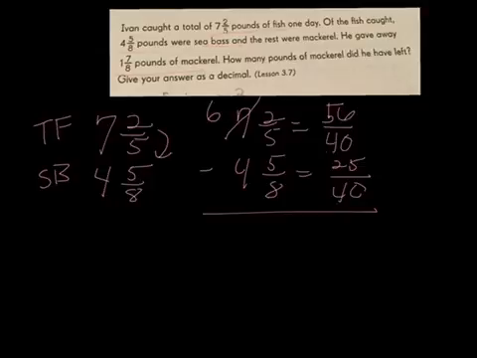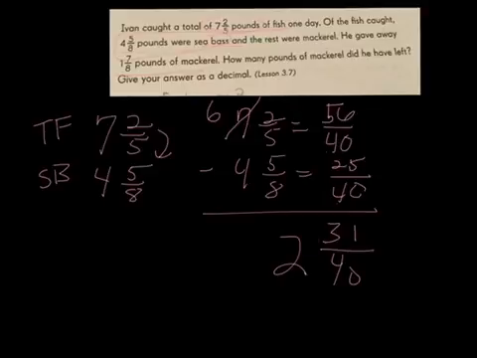56 minus 25. 6 minus 5 is 1. 5 minus 2 is 3. So right now I have 2 31/40. That's the rest. So holy mackerel, right? Holy mackerel. We just figured out that if the original amount was 7 2/5 pounds of fish, and of the fish caught, 4 5/8 were sea bass, which is this number here, right?